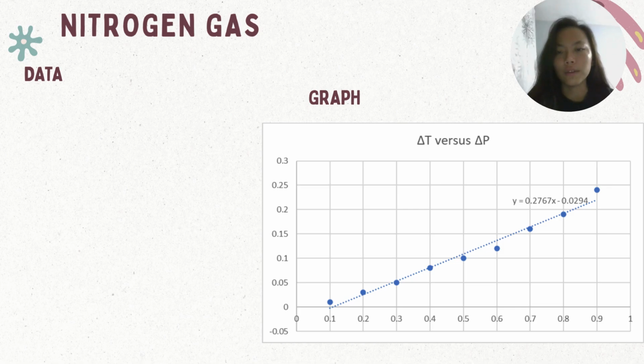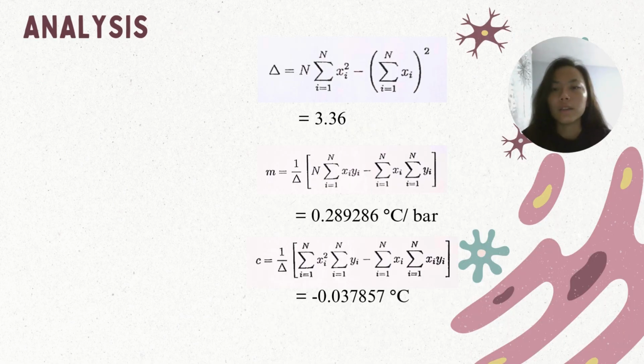This is the data for the nitrogen gas. As we look at the graph, as the pressure increases, the temperature also increases. For nitrogen gas, we will do the same steps as we did for carbon dioxide before. So we will use the least square method to find a more accurate result.